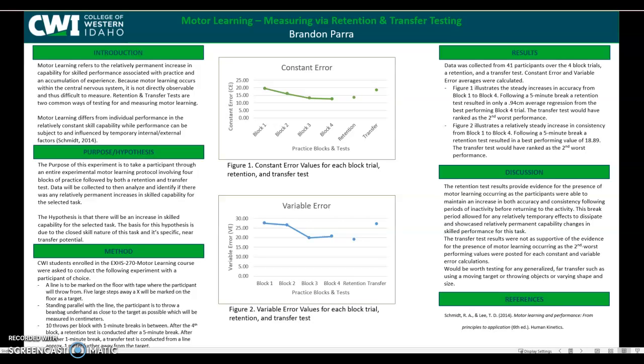They will throw 10 more times for this retention test, and then they're going to take a 1-minute break, after which time they will be asked to move on to the transfer test. With the transfer test, we're going to be moving the line that they throw from further away from the target, approximately by 1 meter. With this test, they will also throw 10 times, and that will conclude the experiment.